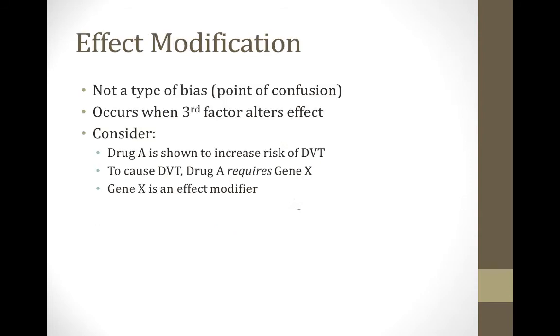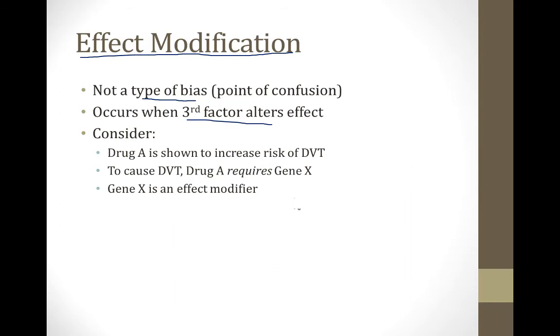What I'd like to talk about next is a very high-yield concept called effect modification. So an effect modifier is not a type of bias, and that's often a point of confusion. I'll clarify this in a minute. Effect modification is, however, something that alters the results of a study, and this occurs when a third factor alters the effect or outcome of a study.